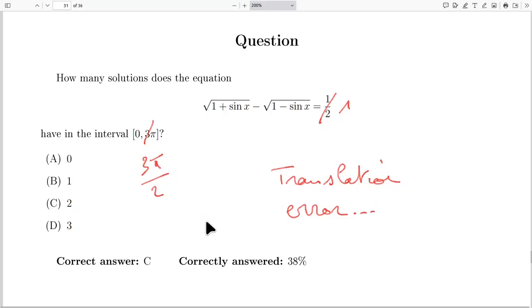Okay, so this is a question from the entrance exam for Flemish engineering students. And you can see only 38% of them got this one right. So if you want to try it by yourself, you can pause the video, read the question and have a go at it.